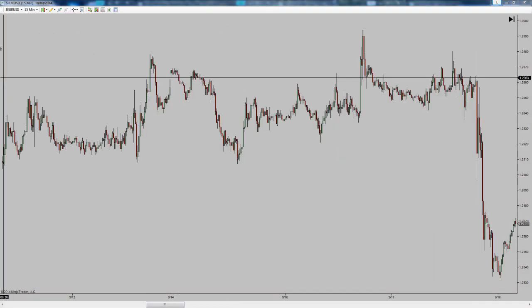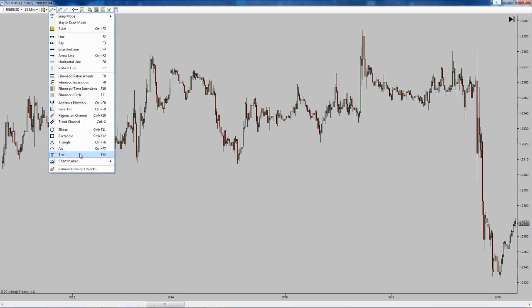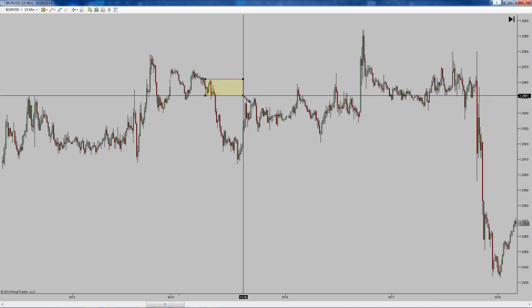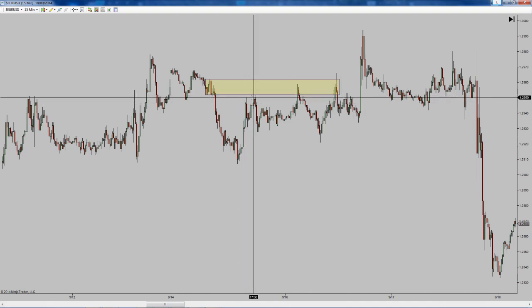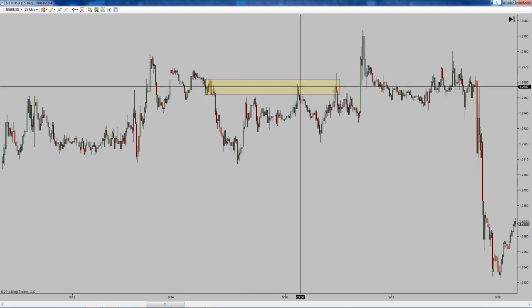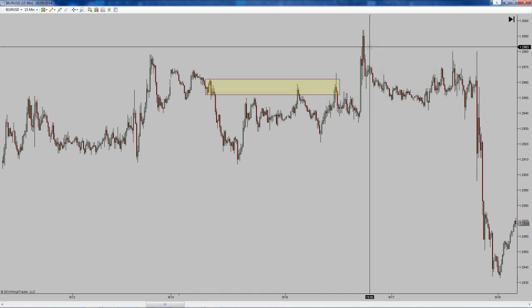There's another example here of a supply zone. Get the rectangle tool. So this was the supply zone and we can extend it all the way to here. So the first test it just missed it by a pip, same again. Second test we went deeper into the supply zone, and the third test we broke the supply zone, and then the next time we went right through.